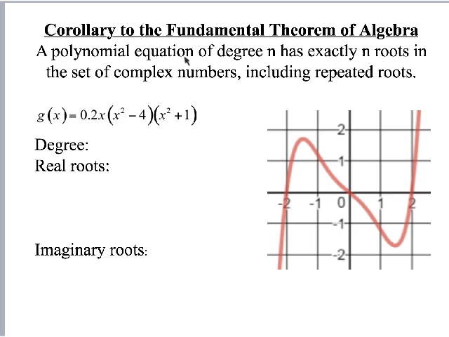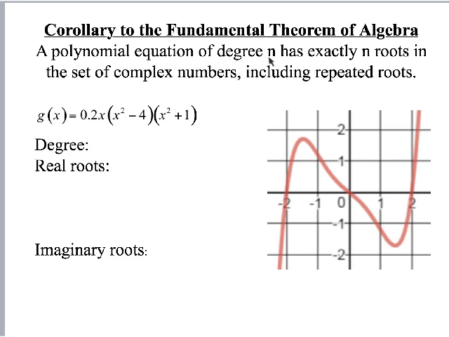A polynomial equation of degree n has exactly n roots in the set of complex numbers, including repeated roots. Oh, so this is slightly different than the last one. A corollary kind of means an extension or something that you build from it. And this is actually the more commonly stated fundamental theorem of algebra.